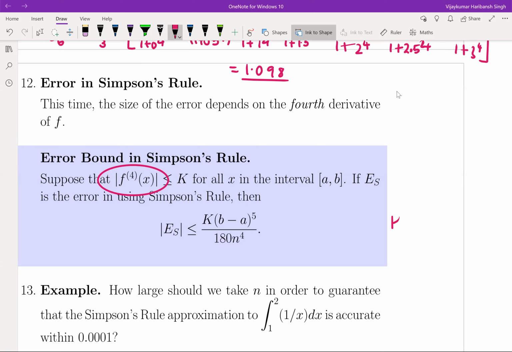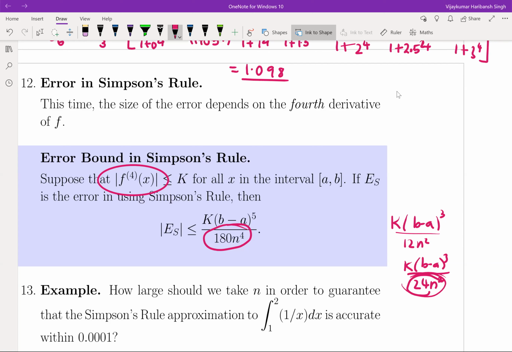Now, if you compare this with K (b minus a) cube upon 12 n square, or K times (b minus a) cube upon 24 n square, you see that the number below is much bigger here compared to this. So that means it seems that Simpson's rule is better in approximation. That means with lesser number of iterations, you will get a better approximation because the error will become smaller.